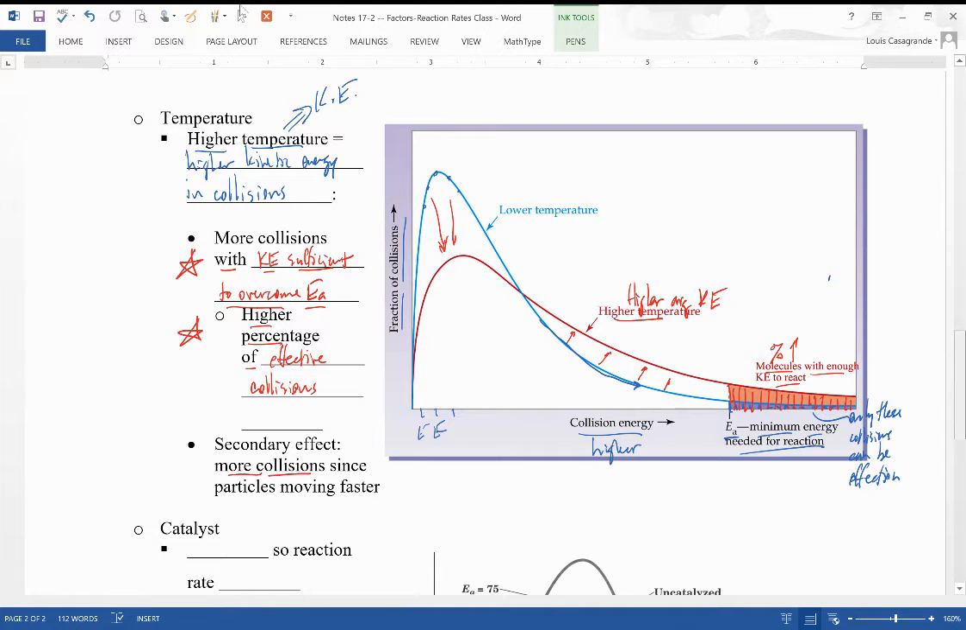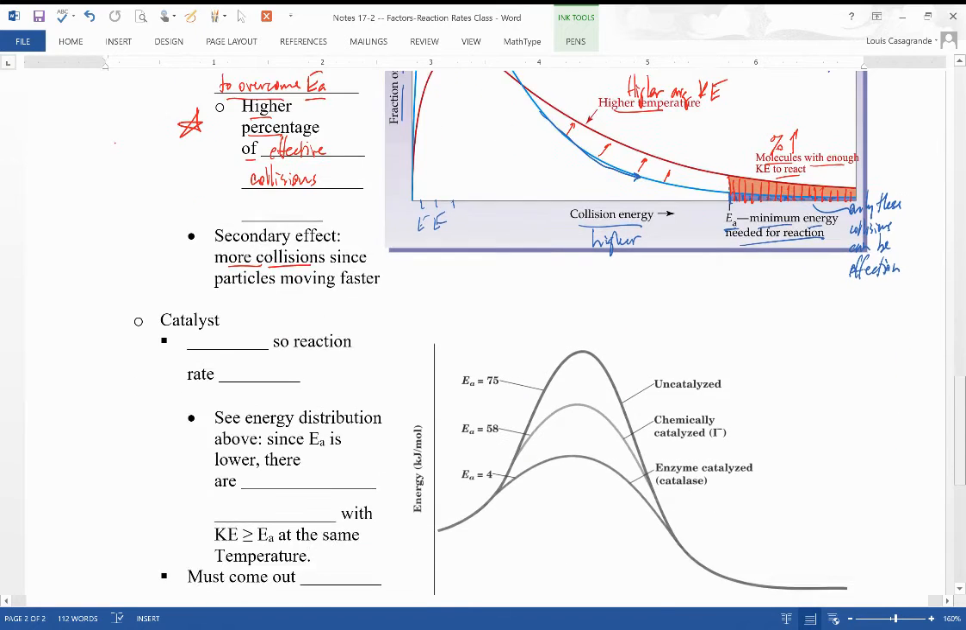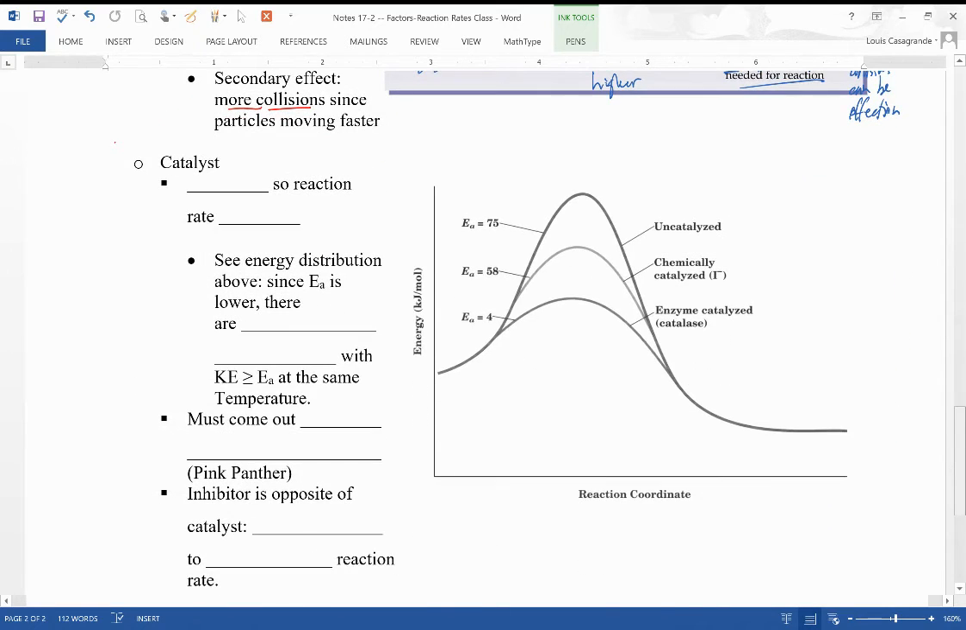Now, finally, we have something called a catalyst. You may have done a lab in bio last year where you took liver and you put it into a container of hydrogen peroxide and it started bubbling. Liver contains a catalyst. It's a biological catalyst, and we'll talk about biological catalysts in a few moments. Now, the primary effect of a catalyst is the catalyst lowers the activation energy.